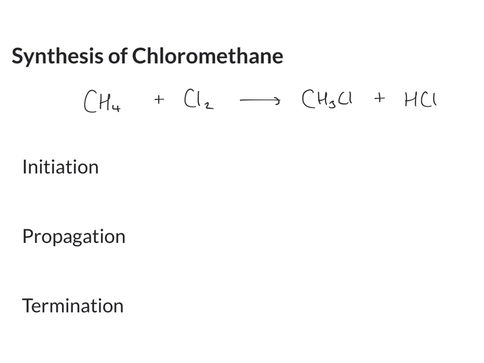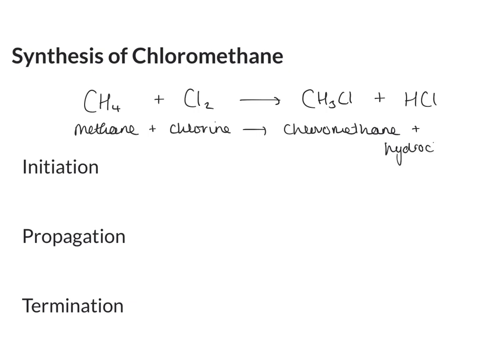So the reaction we're going to look at is methane reacting with chlorine to make chloromethane and hydrochloric acid, or hydrogen chloride.